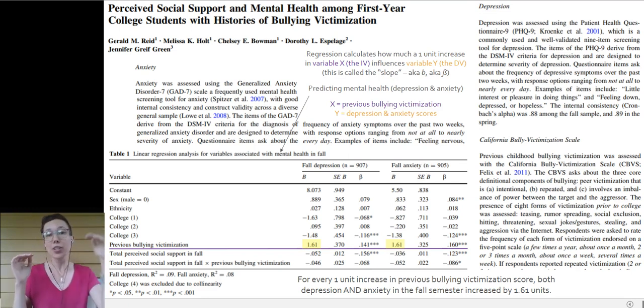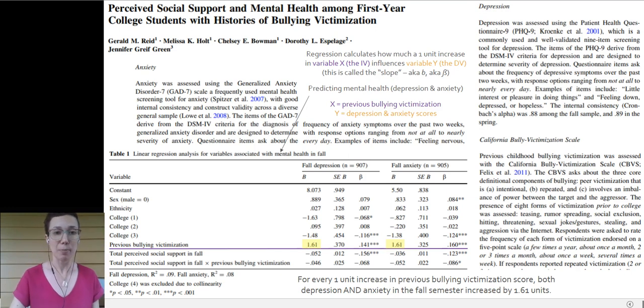The higher someone scored on that bully victimization scale, the higher their depression and anxiety was likely to be as well. So we're able to see how previous bullying and victimization can lead to an increase in depression and anxiety using this particular study. All right, let's take a look at one more.